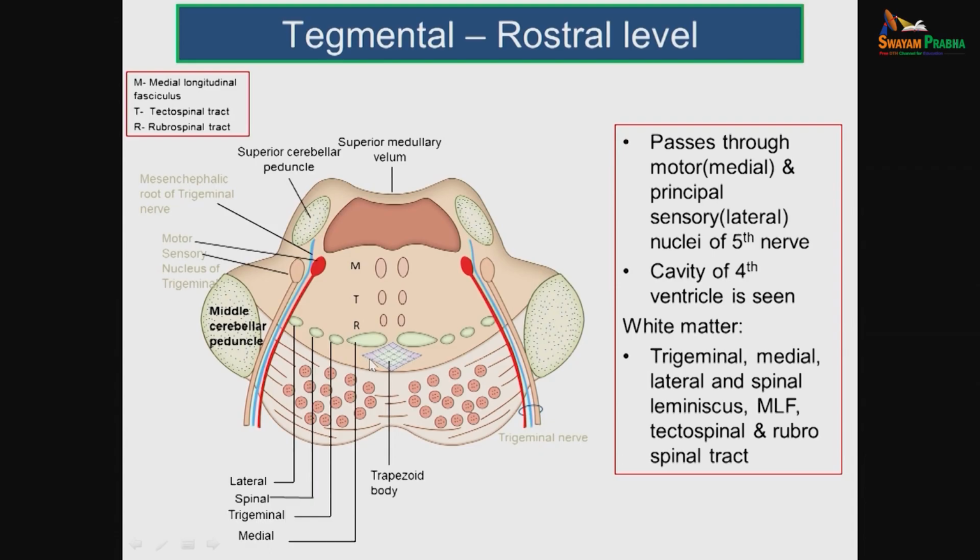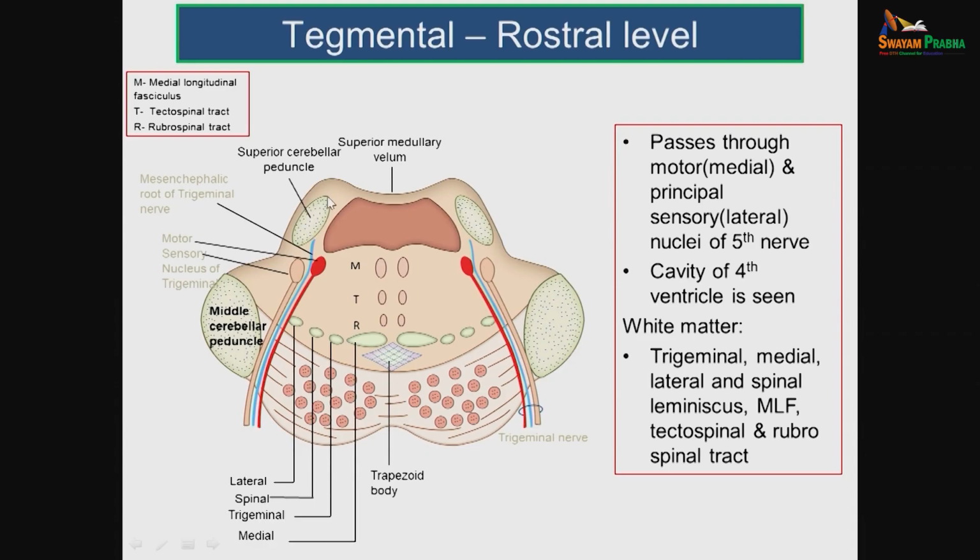As you know, there is a medial lemniscus, then there is a trigeminal lemniscus added here, that is from the trigeminal tract. Then the spinal lemniscus is lateral to this, which, as I said, is a continuation of the lateral spinothalamic tract. And the lateral lemniscus, this is from the cochlear part, that is the auditory pathway. And the important thing we see here in the median plane is again the medial longitudinal fascicle, tectospinal and rubrospinal tract.